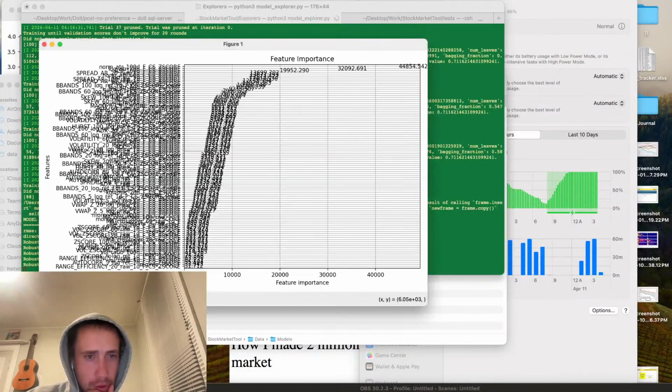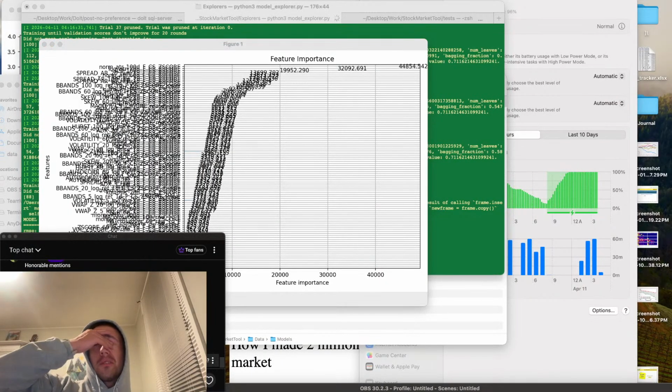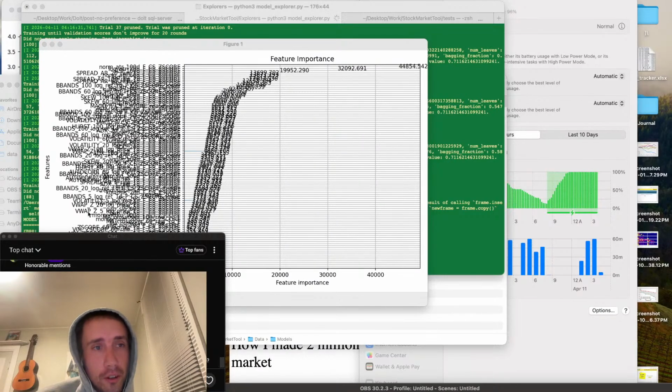Oh, for the walk forward tests. Wait, let me see. Yeah, it's extremely computationally expensive. This model I just ran took a bit, maybe 15 or 20 minutes. But for the walk forward, I'm splitting the data into training years, validation years, and test years for the walk forward.